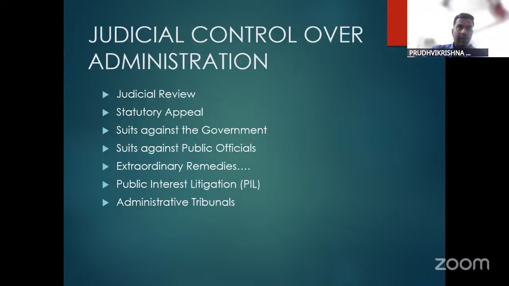Next, coming to judicial control over administration. How does the judiciary control administration? Through judicial review, statutory appeal, suits against government, suits against public officials, extraordinary remedies, public interest litigation, and administrative tribunals. All this comes under judicial control over administration.